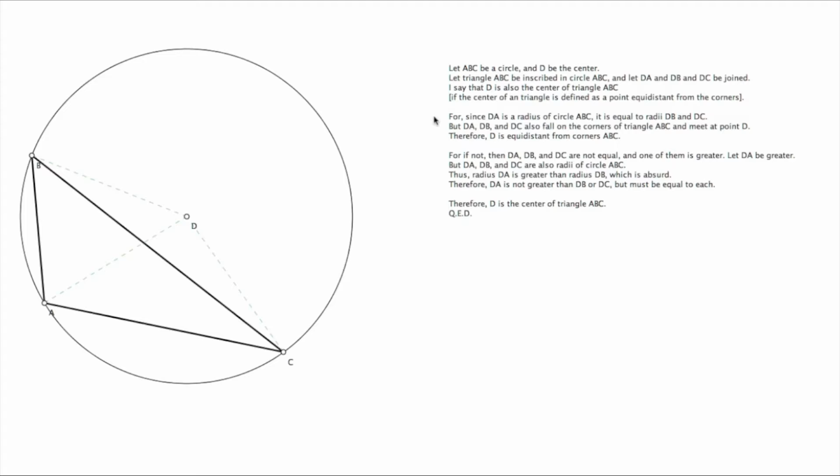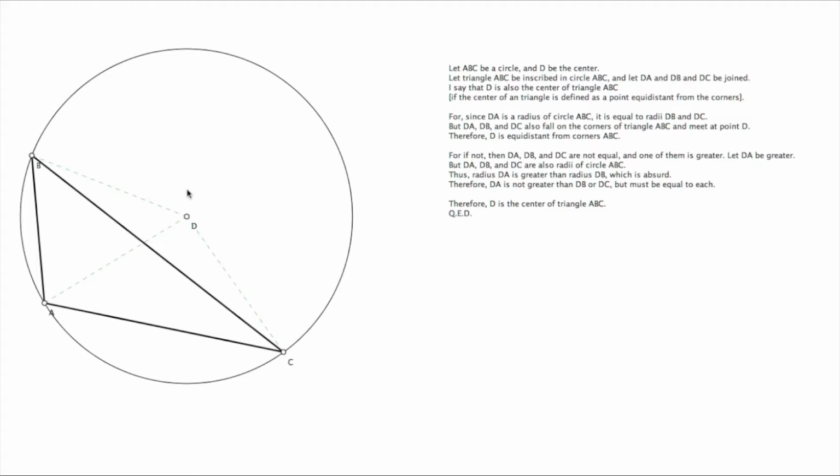For if DA, since DA is a radius of circle ABC, it is equal to the other two radii, right? We know that. These are all radii because they all fall on the circumference as before. And they all meet at the center D. Therefore, D is equidistant from the corners A, B, and C. And then again, we have the reductio part of the proof here. For if not, then one of these radii is going to be longer. We'll just say that DA is the long one. But if that's true, then of course the other ones are shorter. But that can't be because we already know that they're radii and radii are equal. Therefore, D is in fact the center of triangle ABC.